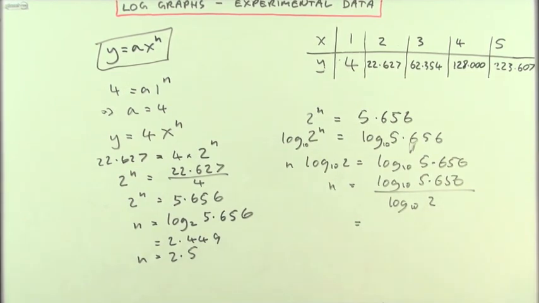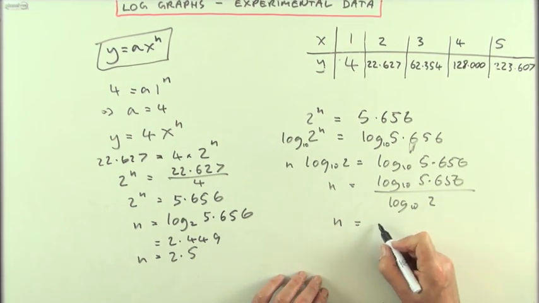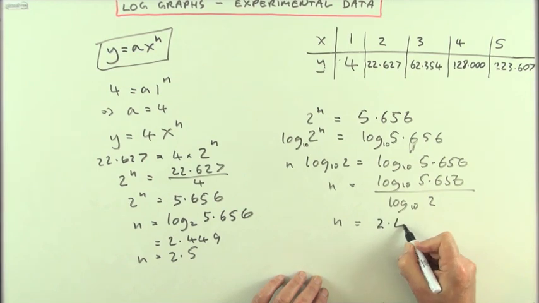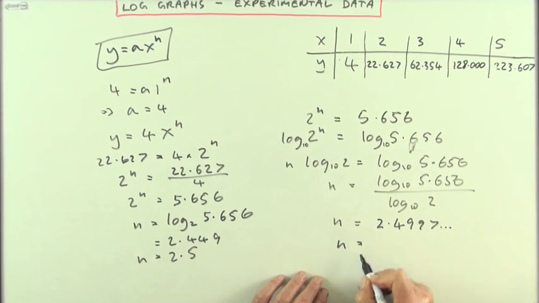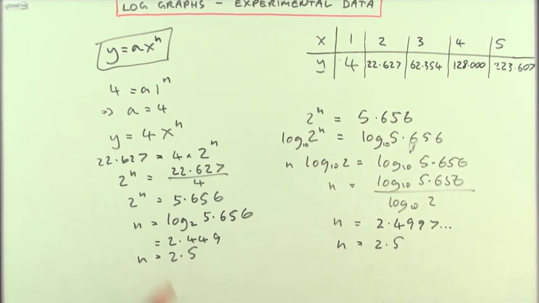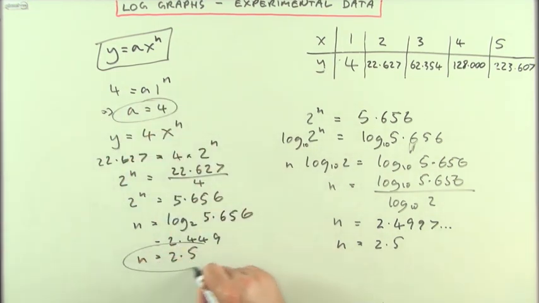And you just pop that into a calculator. Remember to close all brackets and so on so you don't get an error coming up. And when you do that, you get 2.4997 and so on, which again you would round off to, conveniently, n equals 2.5. So there, you've got the two parts. a was 4, n was 2.5, so y equals 4x to the 2.5.